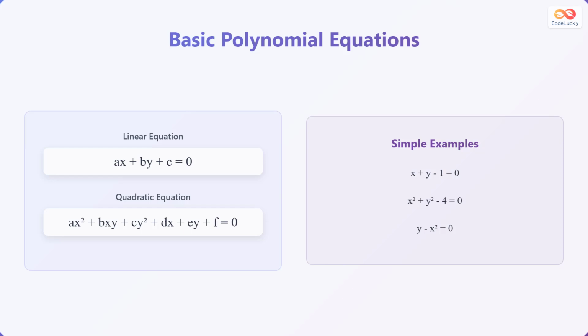Let's look at some basic polynomial equations. First, we have a linear equation which is represented as ax + by + c = 0. Then we have a quadratic equation, represented as ax² + bxy + cy² + dx + ey + f = 0. Now look at some simple examples. x + y - 1 = 0, x² + y² - 4 = 0, and y - x² = 0.